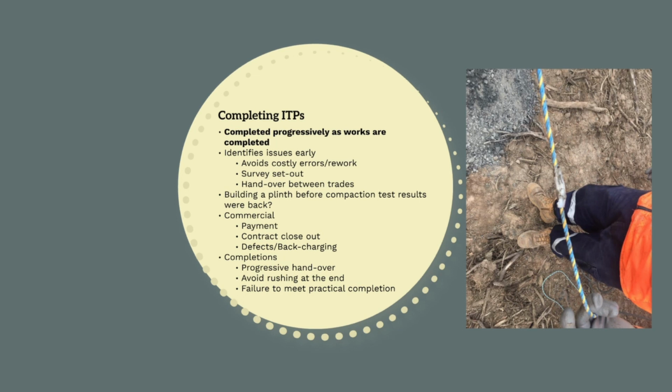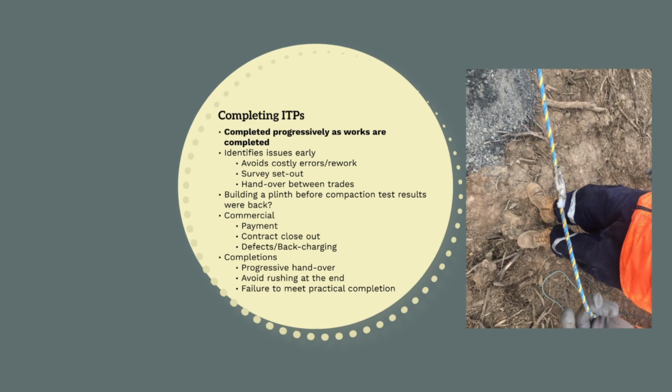ITPs help us to identify issues as they arise, when they can be easily resolved, ultimately avoiding costly errors and rework. We ensure things like survey set out are done correctly and there is a smooth handover between trades. Imagine building a concrete plinth and forgetting to get compaction results. We'd either have to wait and see if the plinth starts to sink in the poorly compacted soil and become damaged, or jackhammer out the entire plinth and recompact the ground.